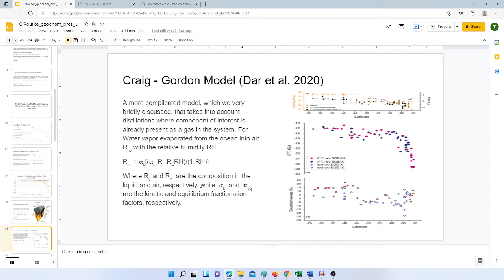And we have to talk about alpha K and alpha EQ. So alpha K is the kinetic rate of fractionation. Kinetic fractionation is physical changes. They tend to not have an equilibrium. They tend to be irreversible. So pot of water on the stove, boil it.